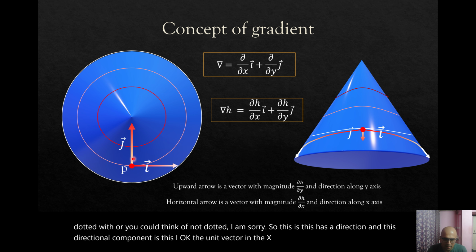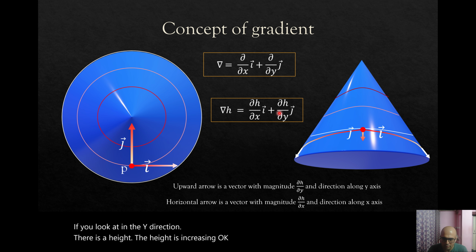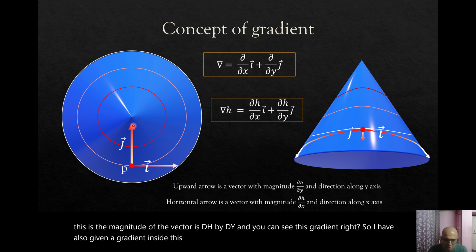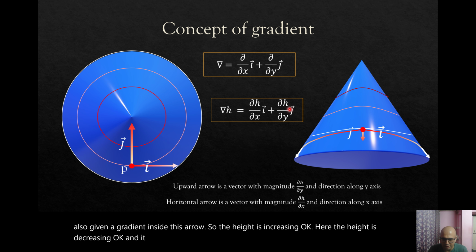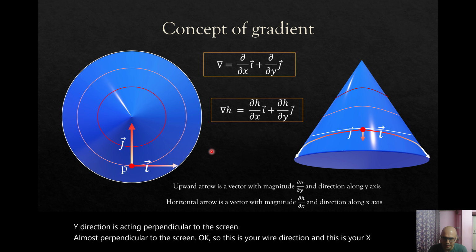Similarly, if you look in the y direction, the height is increasing, and this is the slope. This is the magnitude of the vector, dh by dy, and you can see this gradient. I have also given a gradient inside this arrow. Here the height is increasing, and here the height is decreasing, and it has a direction which is the y direction. If you look at this side view, this y direction is acting almost perpendicular to the screen. So this is your y direction and this is your x direction. This is your gradient.